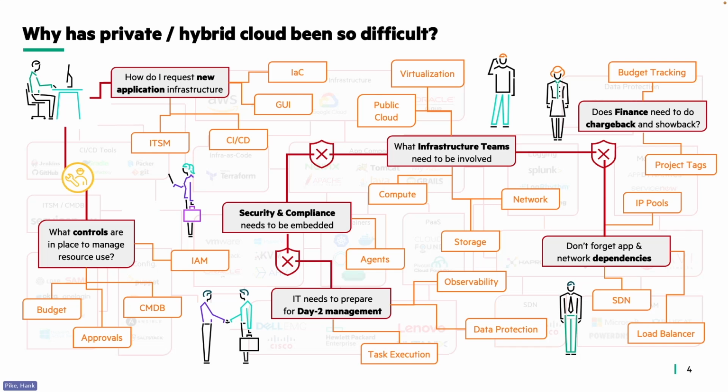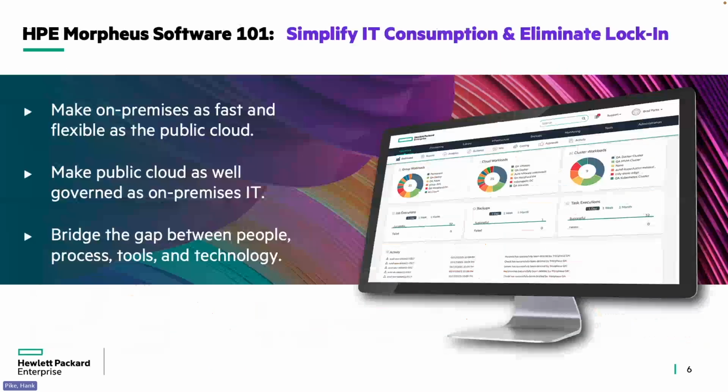So we want to make sure people are structured in what they can do and how they do it, and you'll see what that looks like in a moment. But that's really where Morpheus came from. And our elevator pitch, if you want to call it that, is we want to make on-premises environments as fast and flexible as the public cloud.